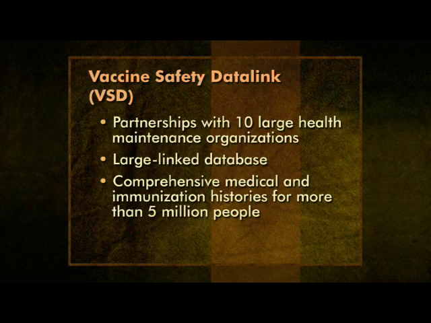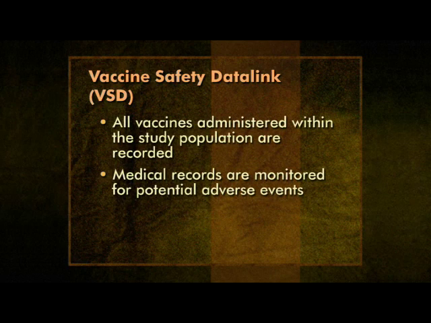The gaps that exist in the scientific knowledge of rare vaccine side effects prompted the CDC to develop the Vaccine Safety Datalink, or VSD project, in 1990. The VSD project involves partnerships with 10 large health maintenance organizations to continually monitor vaccine safety. VSD is an example of a large linked database and includes comprehensive medical and immunization histories for more than 5 million people. All vaccines administered within the study population are recorded.